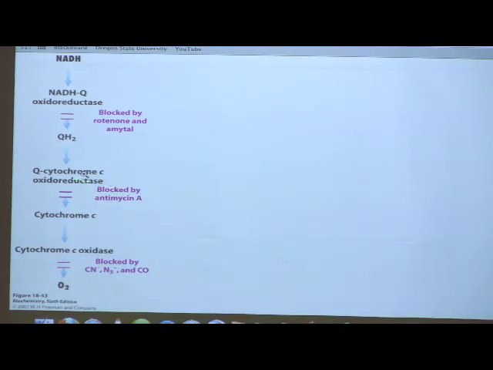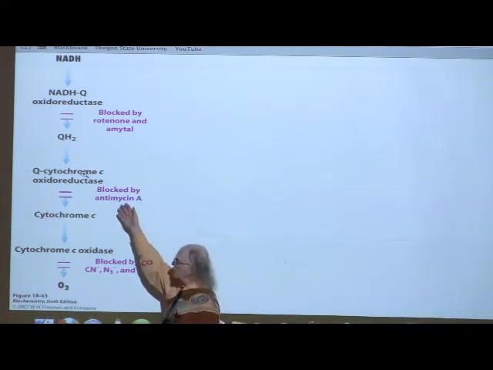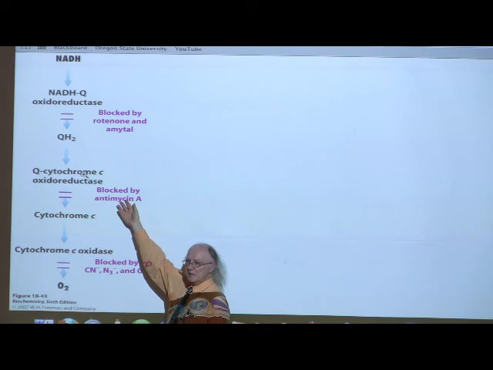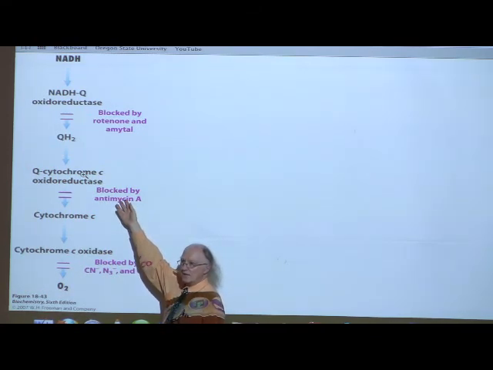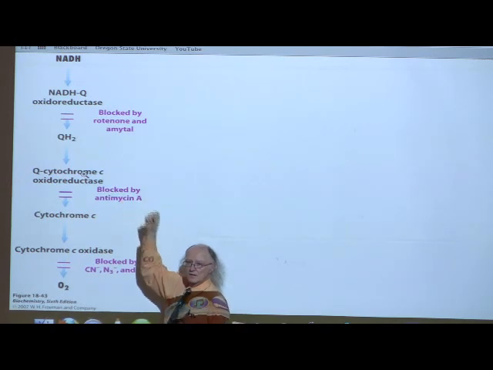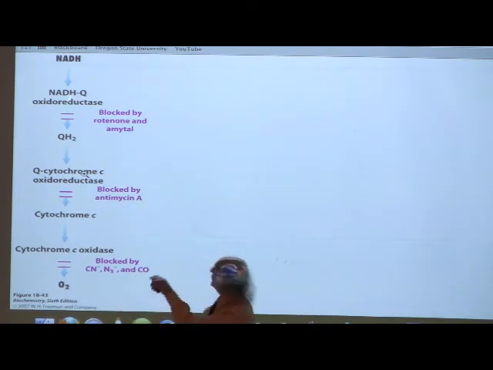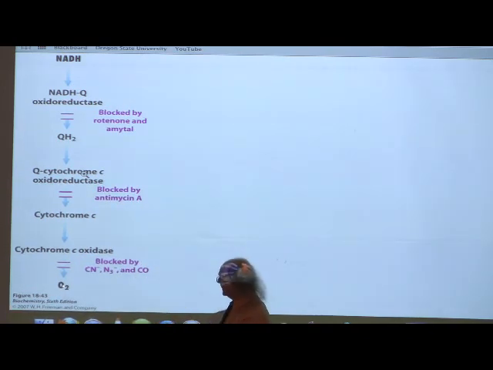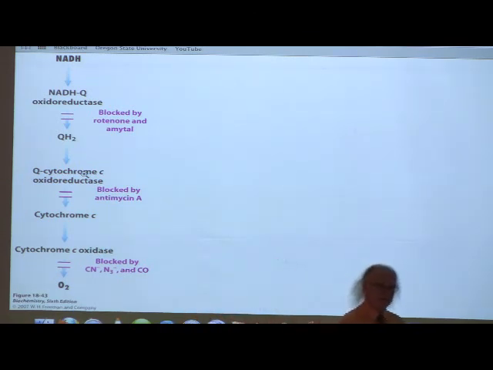If I were to block everything right here, and I said to you, where would the electrons be in this scheme? Which things would have electrons, which things would not have electrons? Everything up to there will have electrons. Everything down from there is not going to have electrons because the water has flowed out, right?